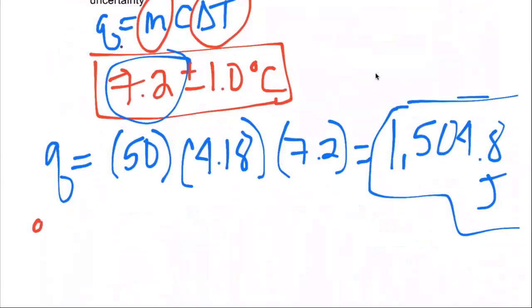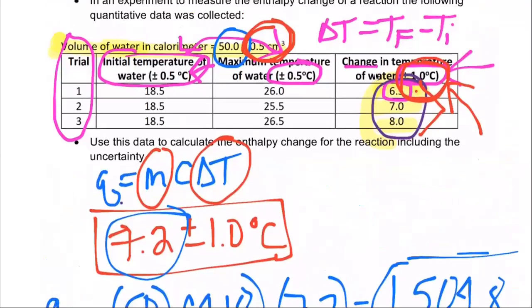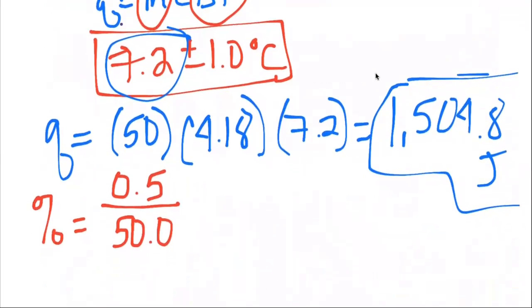I'm going to divide by the measurement. Now the measurement on this was volume, technically not the mass, but it was 50.0. So remember to do the percent uncertainty, I do the absolute uncertainty, which for this measurement was 0.5 because it was plus or minus 0.5. I divide it by the actual number I measured, which for this one was 50.0. I multiply by 100. That's going to give me the percent uncertainty of the mass, which is actually that volume that they gave us in the problem.